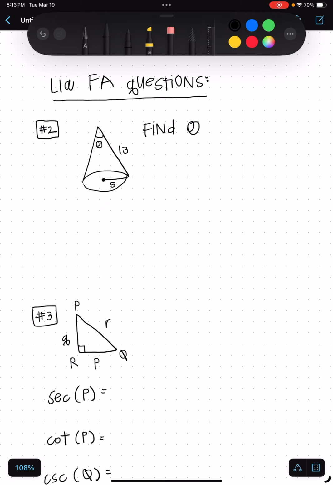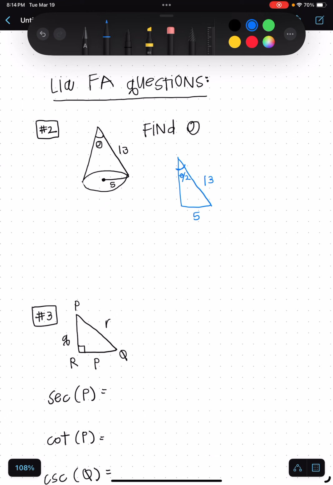So the first one is question 2 on the video, and this one's asking us to find the value of theta. I think the easiest way to do this, because it's a right cone, is to create a right triangle where we know that this is 5 and this is 13. Then the angle at the top wouldn't be theta, but half of theta, or theta divided by 2, because we cut that top angle in half. We'll solve for that angle and then just multiply it by 2.